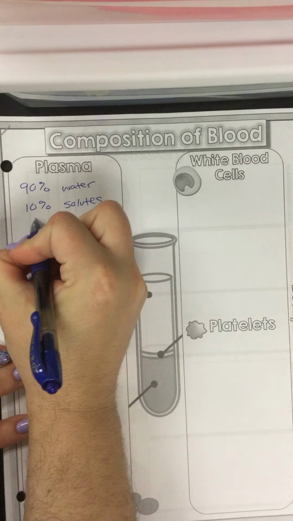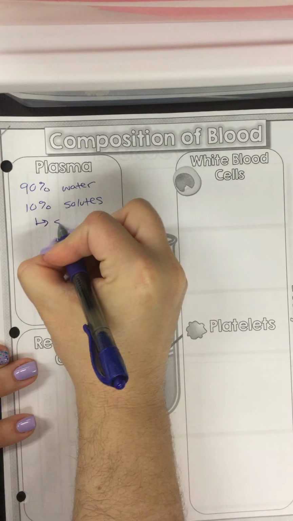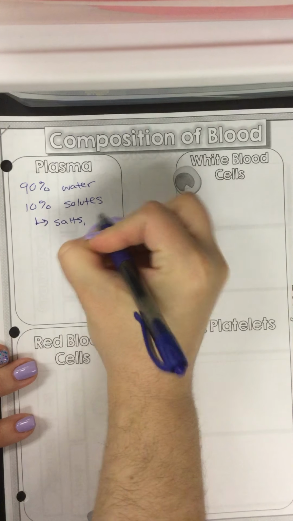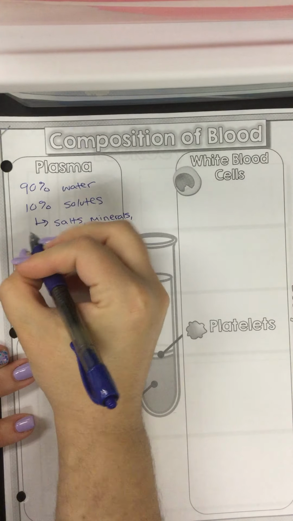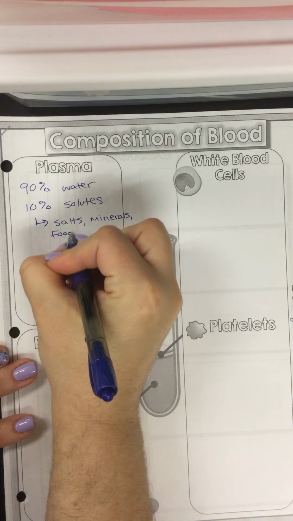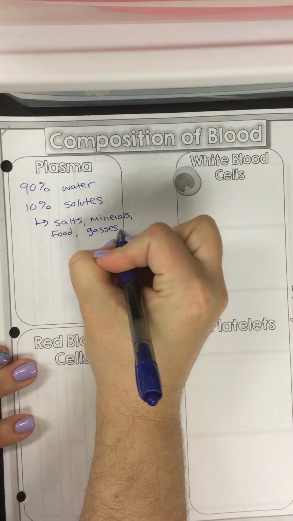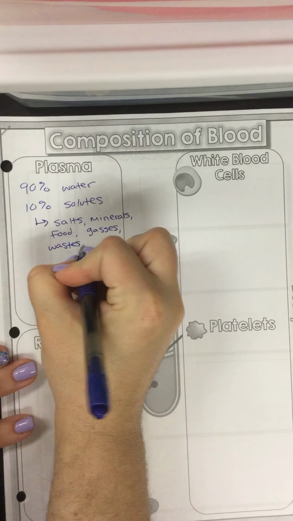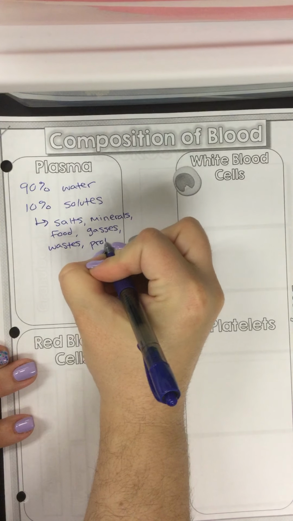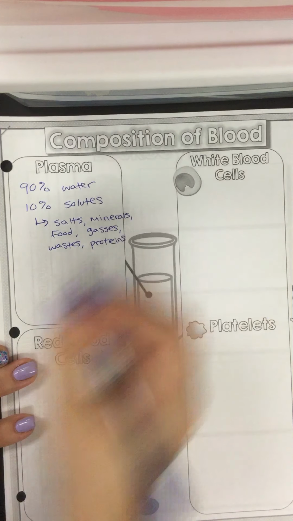Some of the solutes that you would find in blood would be salts, minerals, food molecules, gases like carbon dioxide, waste, and proteins. Forgot how to spell proteins for a minute.